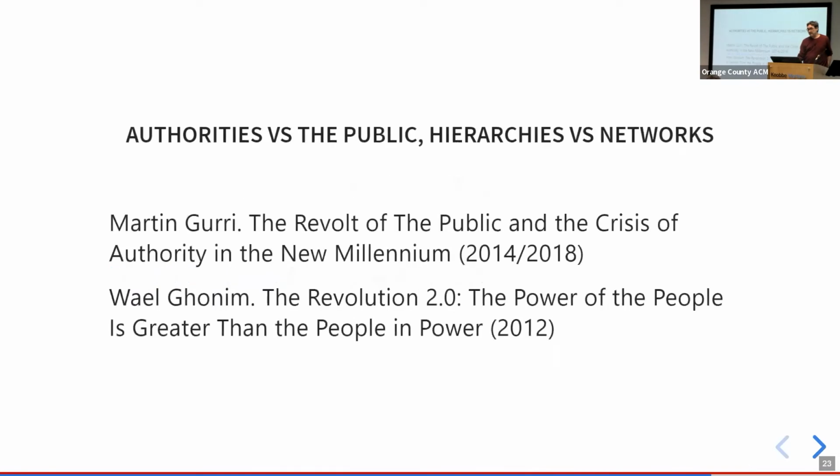Maybe I want to mention that I find this book by Guri about the revolt of the public and the crisis of authority super interesting. So on the surface, it's about social media. But more generally, he asks the question about networks versus authority, or rather, I should say, authorities versus the public and networks versus hierarchies. And I think a lot of this has bearing on understanding where blockchain technology is going. So I find this super interesting.